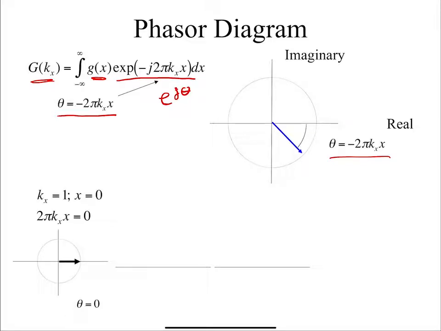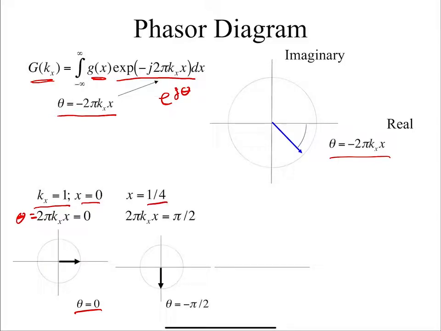So let's assume that we're at the case where kx is equal to 1, and we're at x equals 0. We're just going to evaluate that argument, plug and chug. 2 pi kxx, so this is theta. So when x equals 0, theta must be 0. That was the spin at the isocenter. It was always at theta equals 0.